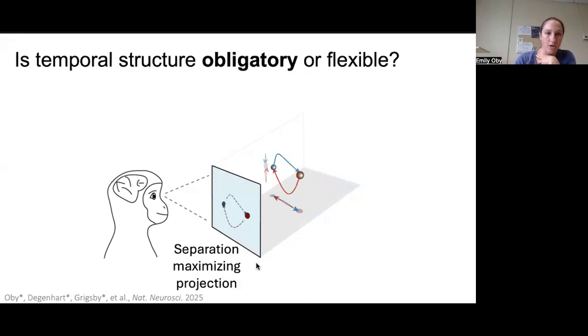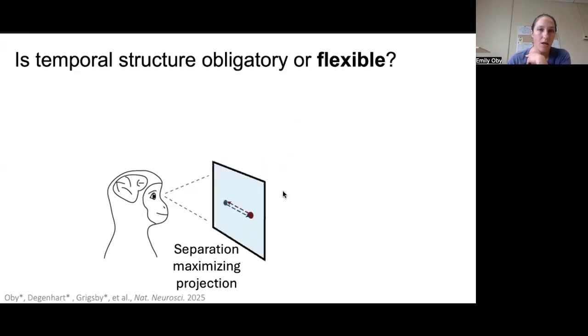So if the temporal structure is obligatory, if the dynamics are constrained, then we would expect that the cursor trajectories that we see here match the direction-dependent curvature that we saw in this projection when it was unseen by the monkey. So the temporal structure would persist. If the temporal structure is flexible, then we might see the animal straighten out the cursor trajectories.